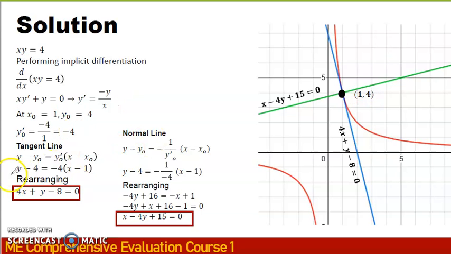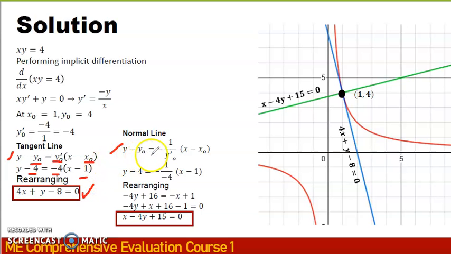Then we go back to our template equations. This is the template for the tangent line, and this is the template for the normal line. Just substitute all the values. Our y sub 0 is our given y. Our y prime sub 0 is the slope, so negative 4. And our x sub 0 is our given x. Then just rearrange so that our equation will be in standard form.